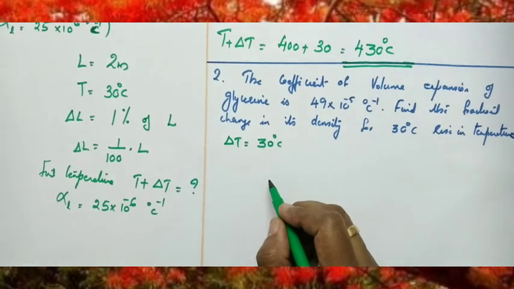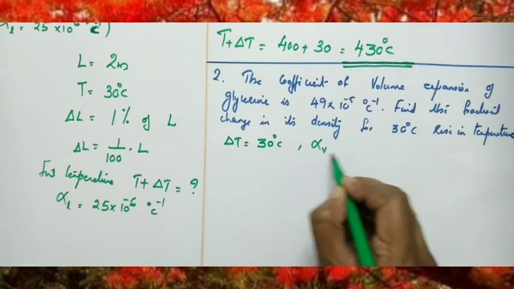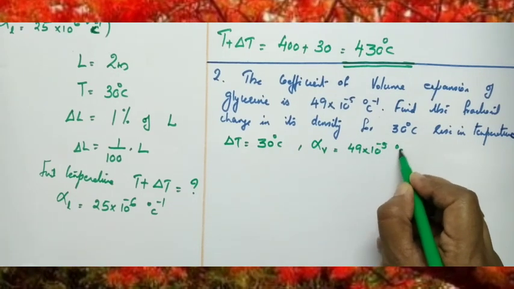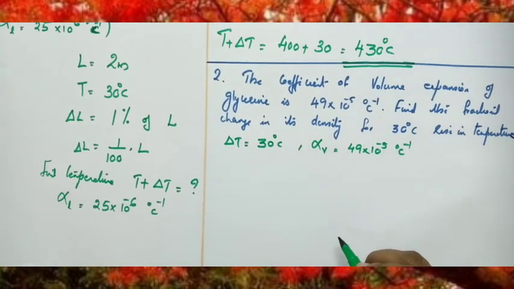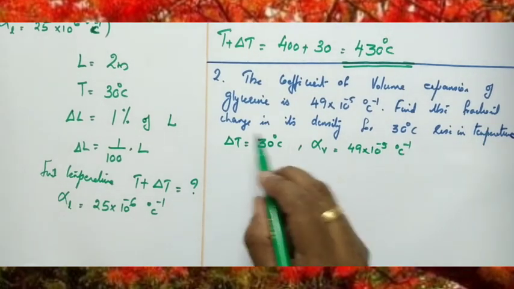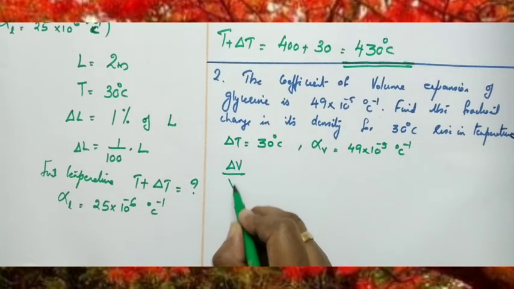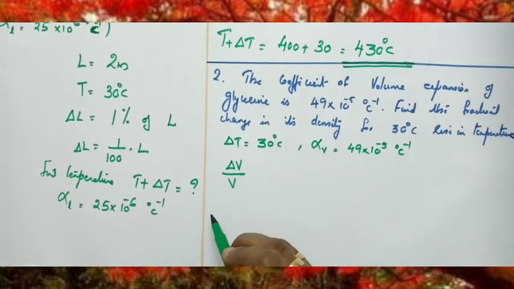Rise in temperature. What is the coefficient of volume expansion? Alpha V equal to 49 into 10 raised to minus 5 per degree Celsius. These are the two values given. We have to find out the fractional change in its density. First we can find out the fractional change in volume. Fractional change in volume is delta V by V.